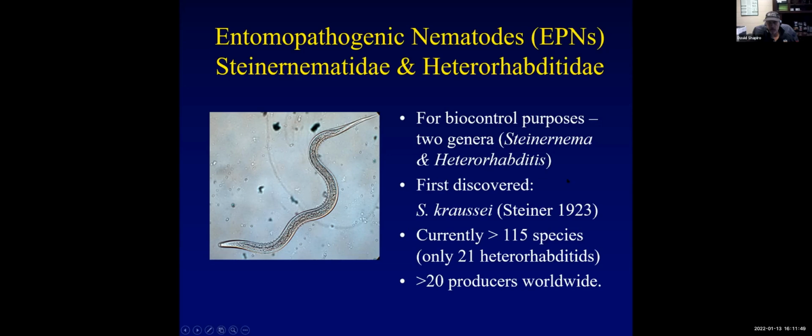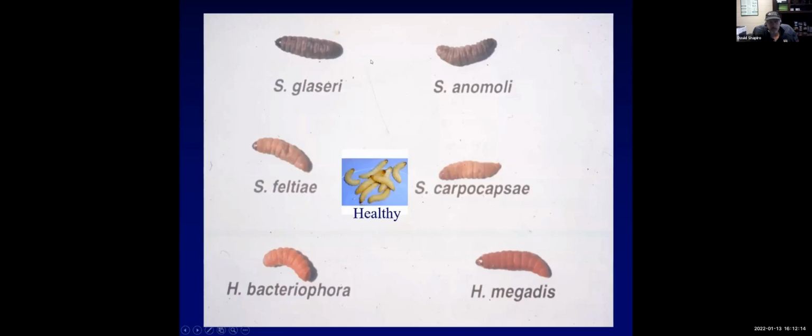For biocontrol purposes, we think of really just two genera of these entomopathogenic nematodes, Steinernema and Heterorhabditis. They were first discovered in the early 1920s. We now have many different nematodes to choose from, and that's important because for any particular insect pest that you're trying to control, there's going to be one or two nematode species that are really better for killing that pest. There are about 20 commercial producers of these nematodes worldwide. And if you see what an insect looks like when it's infected by the nematodes, you'll see these are, for example, waxworms. They're a nice yellow color when they're healthy. When infected by the nematodes, they change color.